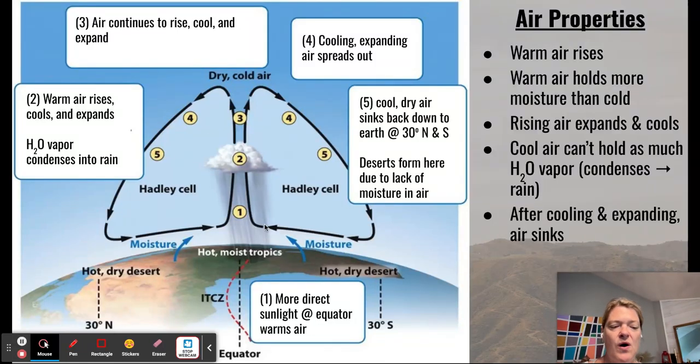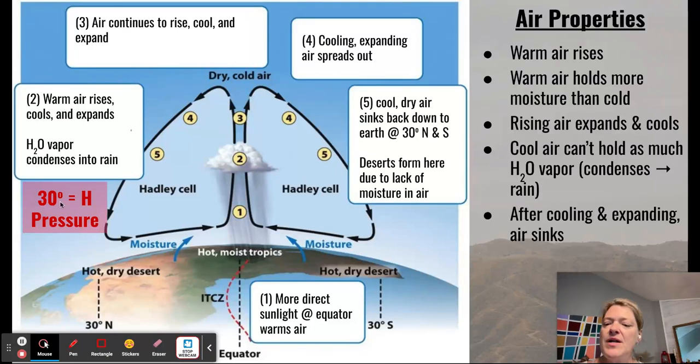I would maybe even draw a picture of this in your notes and label a few things. You don't have to have this exact picture, but just so you get an idea of what is happening. I don't think that you actually need to know the term Hadley cell, but I think they've mentioned Hadley cells before on tests. So it's a useful term to know, and I would make sure you write that down.